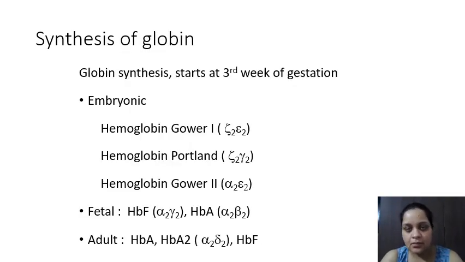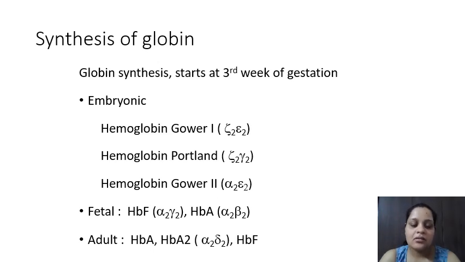Now, globin chain synthesis starts at the third week of gestation, and during the various phases, different types of hemoglobins are found. During the embryonic phase, Gower 1, Gower 2, and Portland hemoglobin are found. Gower 1 is made from two eta and two epsilon chains. Portland is made up of two eta and two gamma chains, and hemoglobin Gower 2 is made of 2 alpha and 2 epsilon chains. During fetal life, HbF, made of alpha 2 and gamma 2 chains, and HbA, made up of 2 alpha and 2 beta chains, are found.